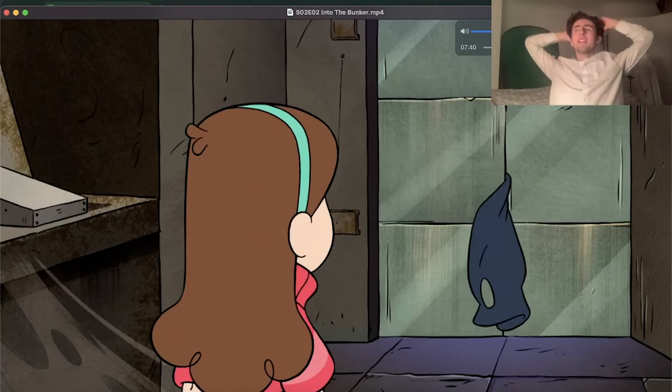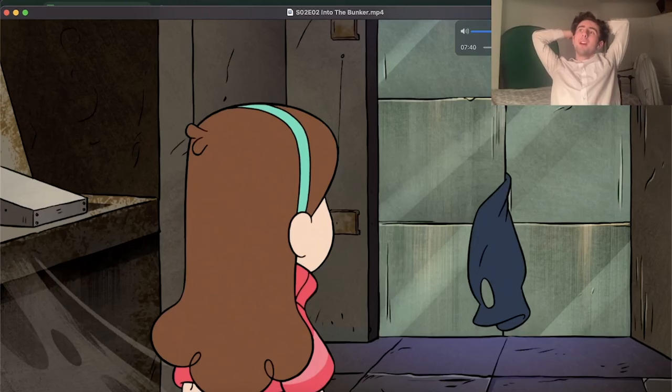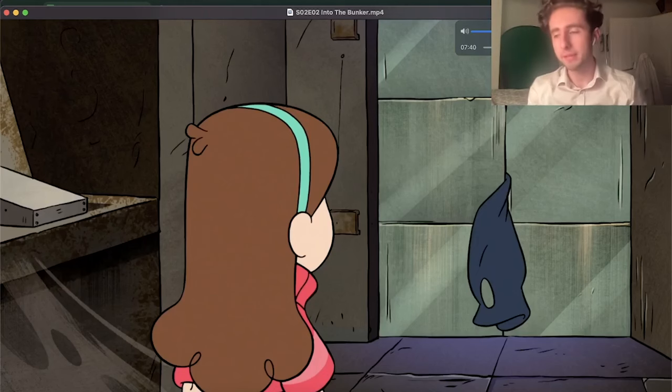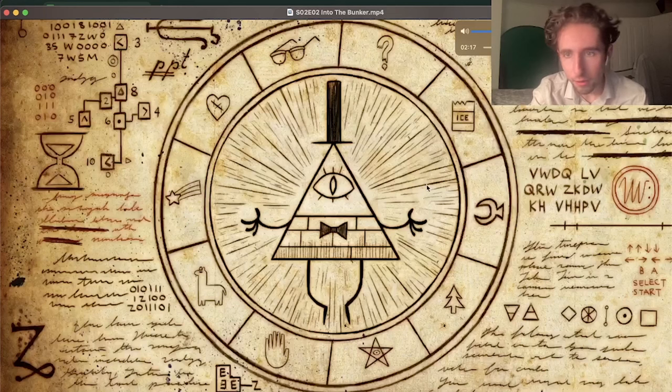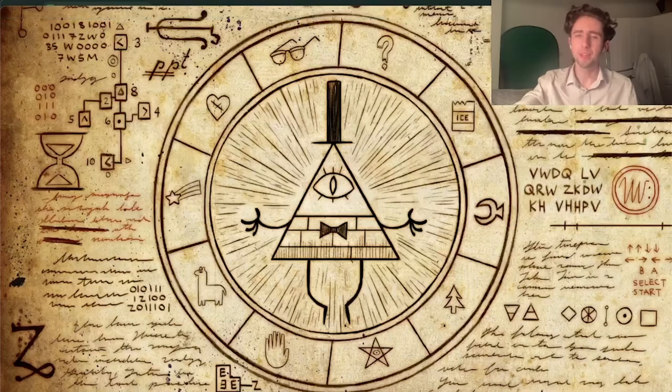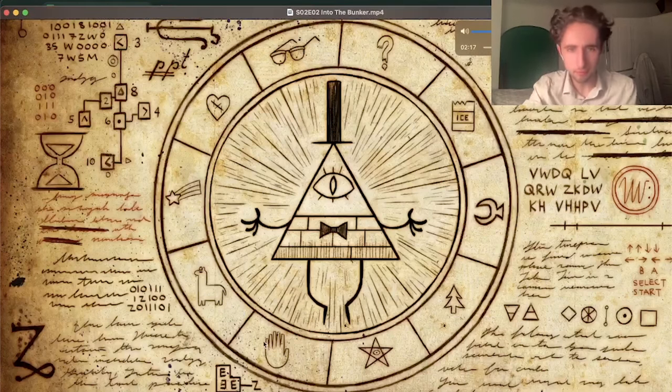Also, you know how I keep saying about the two Mabels? It's possible one of them could be Pacifica. I don't know which one it would be, whether it's the shooting star. Oh no, because we know Mabel is the shooting star because of what Bill said. So what was the other one again? The other one is a llama. So could that be Pacifica? I don't know. I don't know.